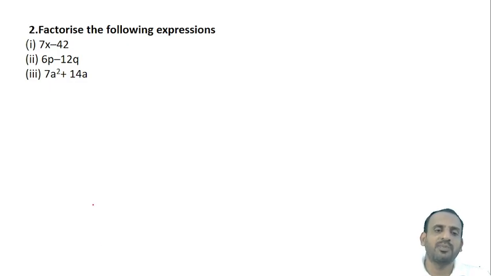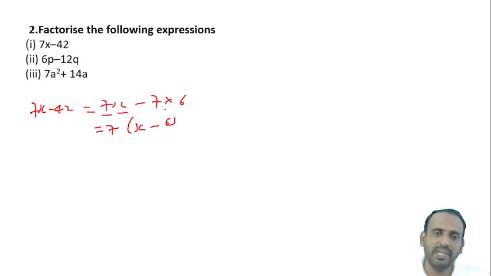Factorize the following expressions. So first one is 7x minus 42. We can write 7x as 7x and minus 42 as 7 into 6. So what is common here? We can take out 7 common. So it will become x minus 6. Because we are taking out 7 here, x will remain. We are taking out 7, 6 will remain. So 7 into x minus 6.